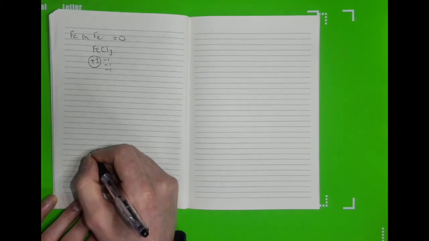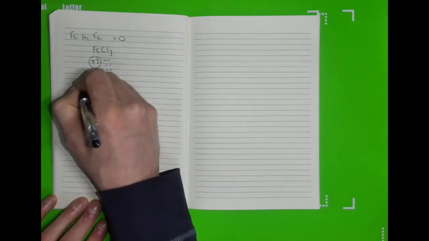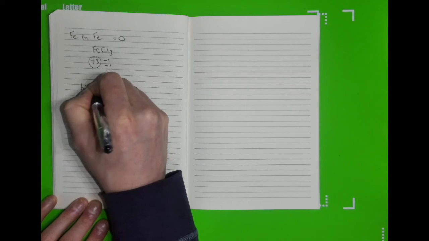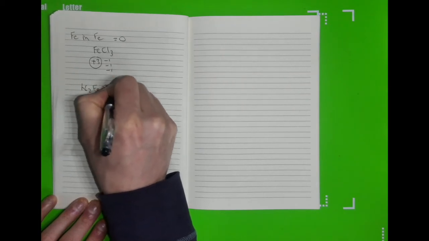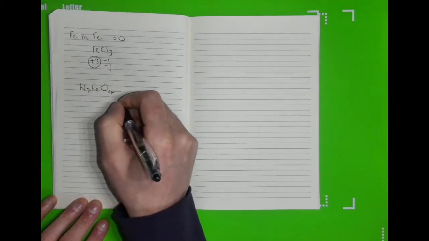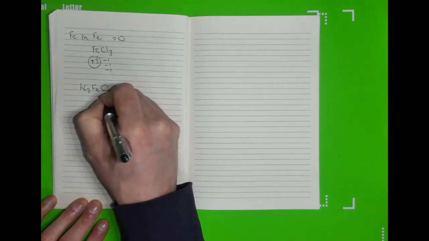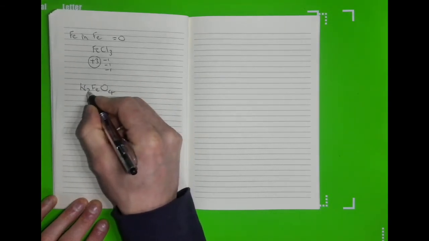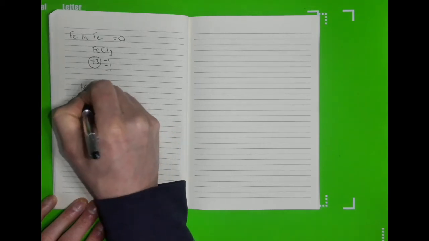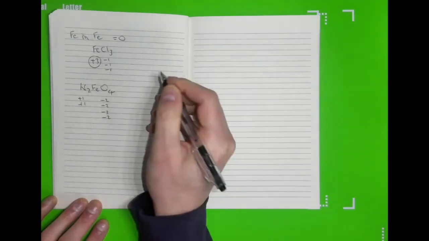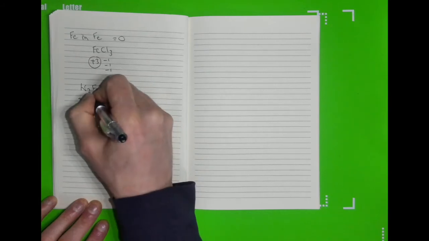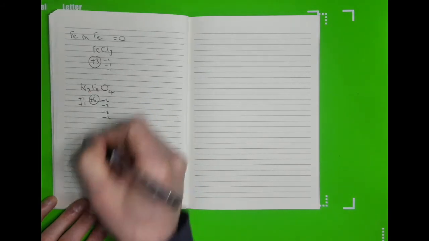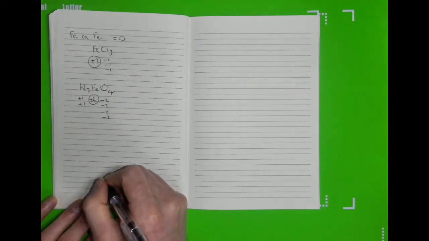What about iron in K2FeO4? Well, each oxygen is -2. A group 1 element is always going to be +1. Therefore, iron here must be +6. So the answer is +6.